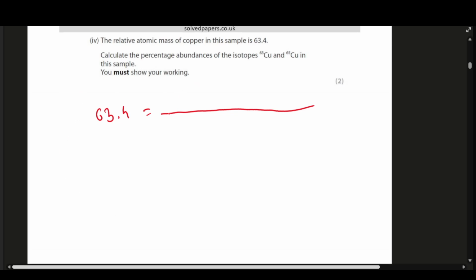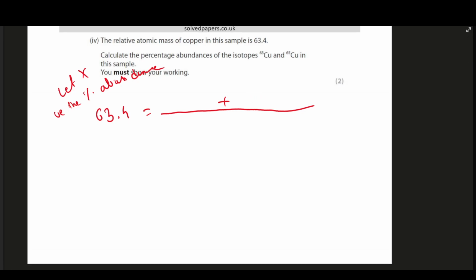So let's choose x. Let x be the percentage abundance. One thing's pretty sure, we know that x is within 100%, right? So if one of them is x, that means the other one will be 1 minus x, isn't it? Like if you just subtract it from 100%. Did you understand what I'm trying to say? Like say for instance x is 70%, so 1 minus x is the other one. I hope you understood that.